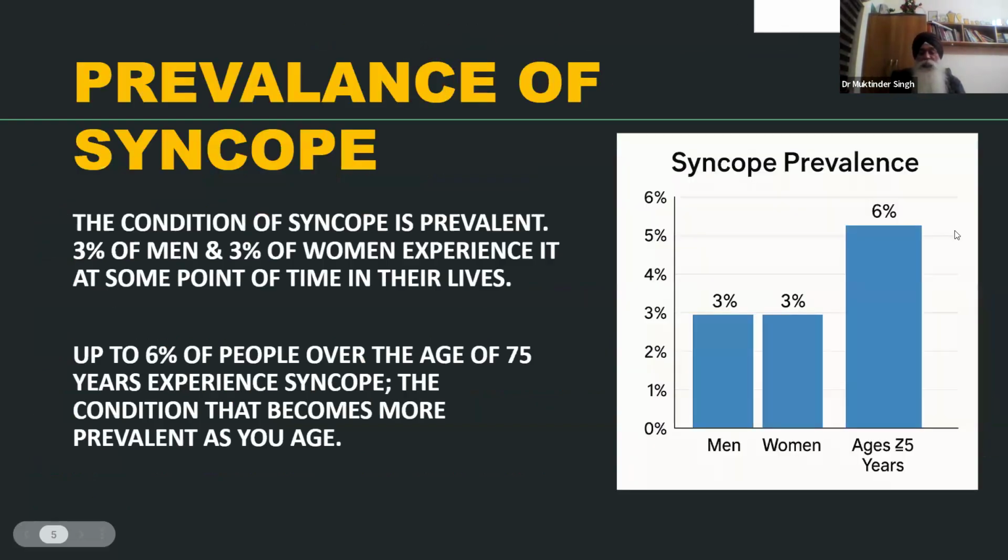So syncope mostly affects 3% of men and women. But when the age crosses 75 years, there are more patients. In young patients, less than 75 years, it is 3%, while in those more than 75, the incidence simply doubles.